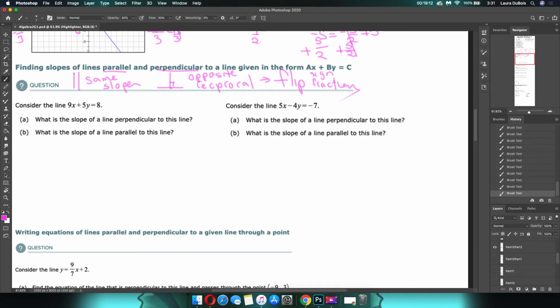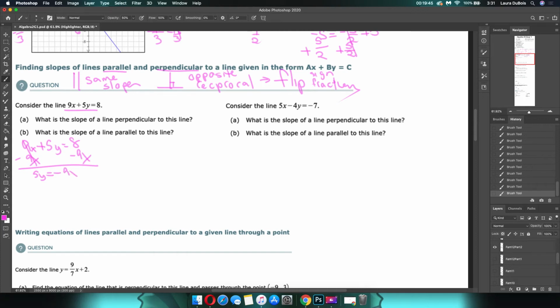Your fraction. Okay. So what we need now is to go through: is this written in y equals mx plus b format where you know what the slope is automatically? No. Do we know how to do the algebra to make it work? Yes. So 9x plus 5y equals 8, minus 9x, minus 9x, because we want to go through the algebra necessary to get y by itself. So 5y equals negative 9x plus 8.